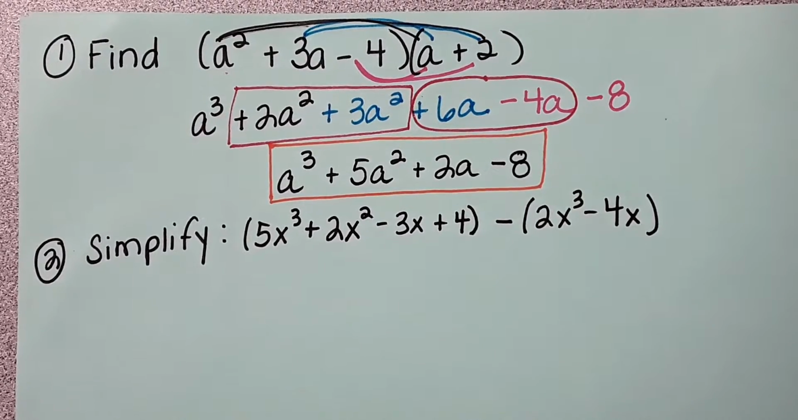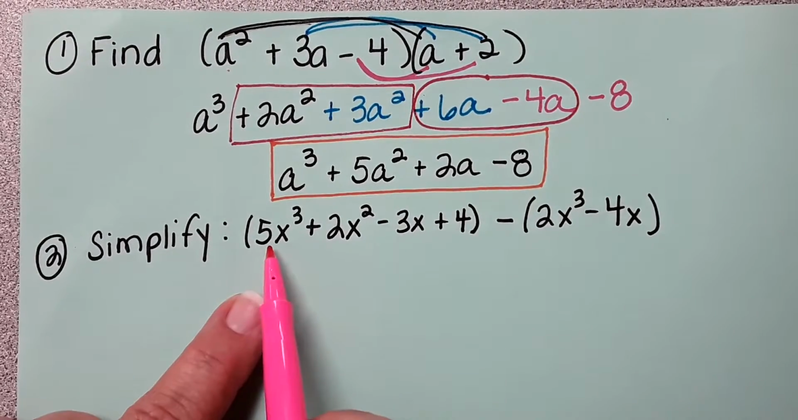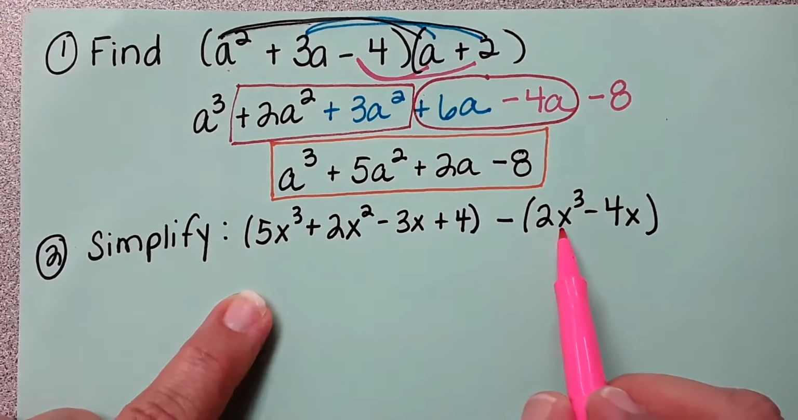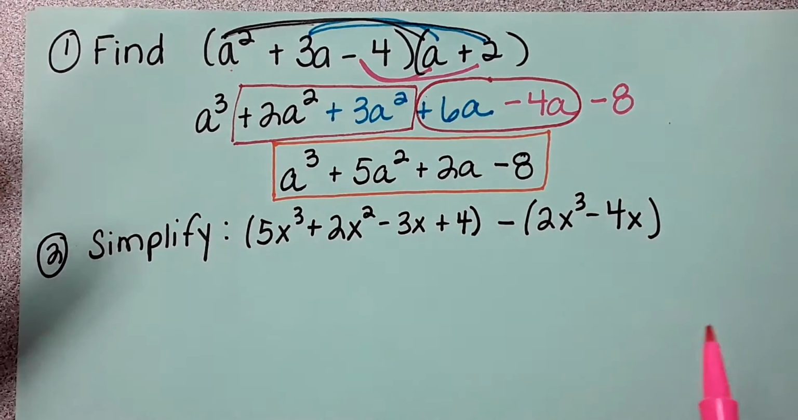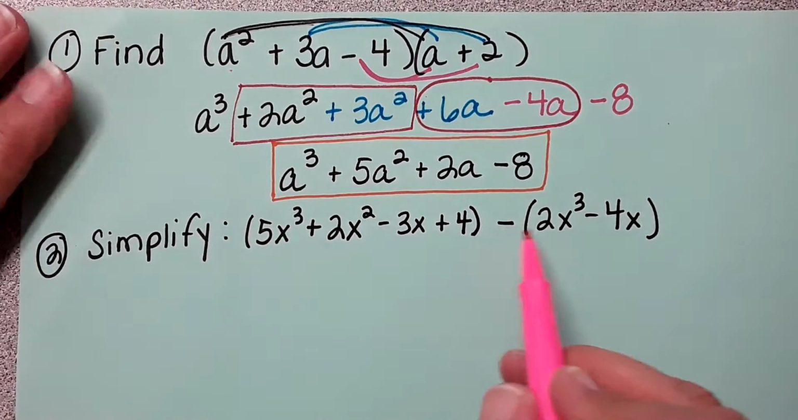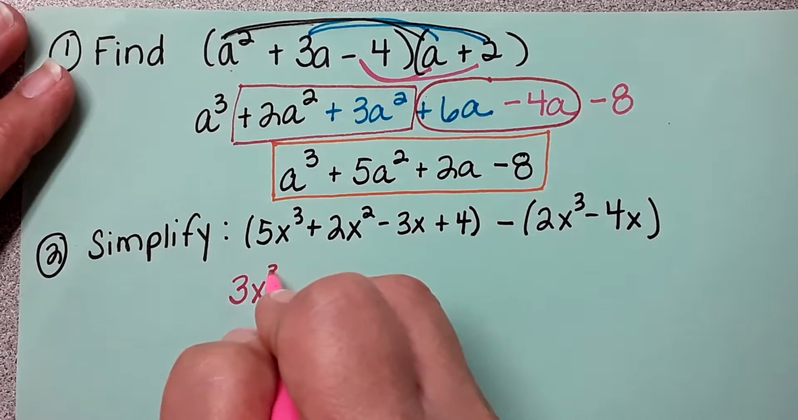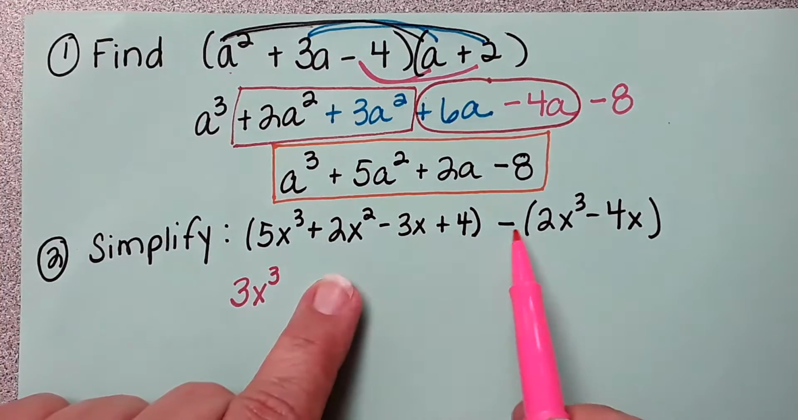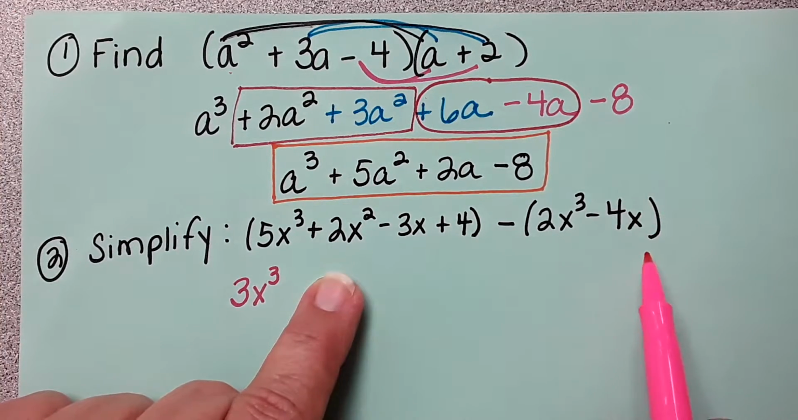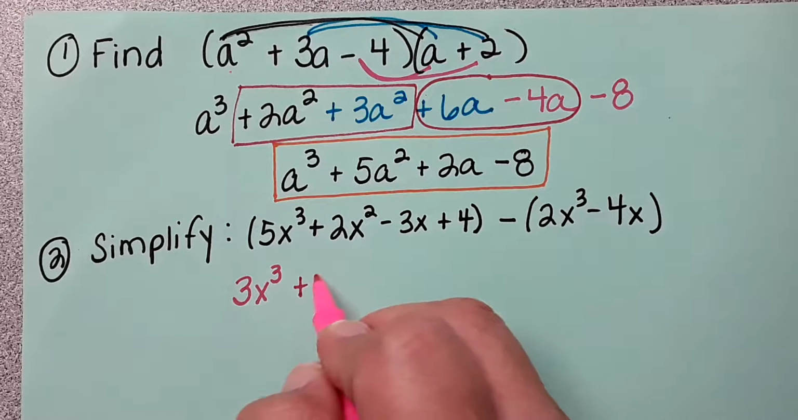Okay, so now we're going to combine like terms. 5x to the third minus 2x to the third. Those are like terms, so I'm going to combine them. So 5 minus 2 is 3x to the third. 2x squared minus, well, there's nothing in that parenthesis, so I'm just going to leave 2x squared alone.